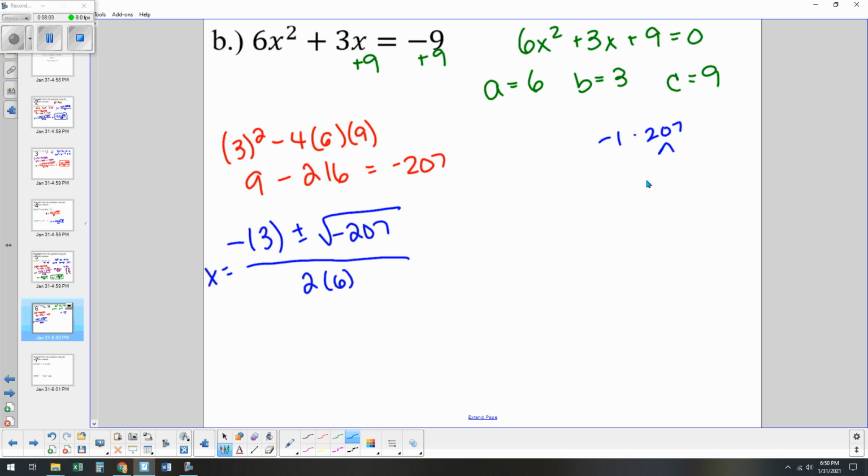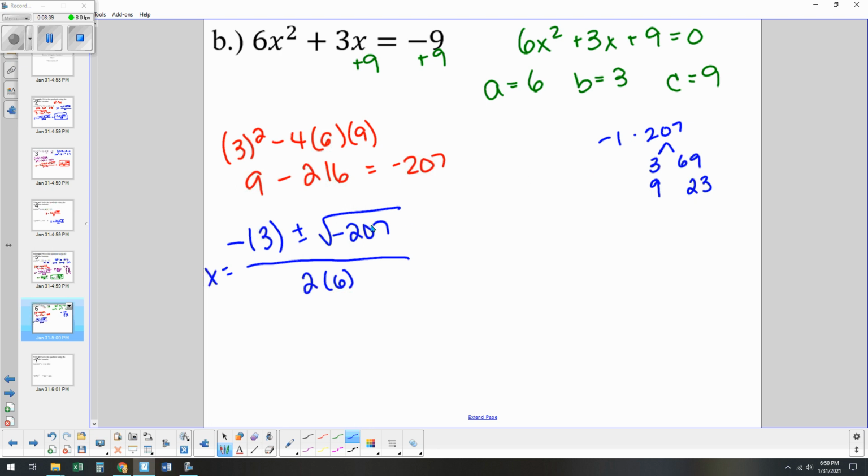If I started making my list, we know 2 doesn't go into it, but 3 is 69, not a perfect square. 4 doesn't go in, 5 doesn't go in, 6 doesn't go in, 7 doesn't go in, 8 doesn't go in, but 9 does, 9 and 23. 9 is a perfect square. 23 I know can't go any further, there's nothing that goes into 23. So I know this pairing is the best I'm going to do.